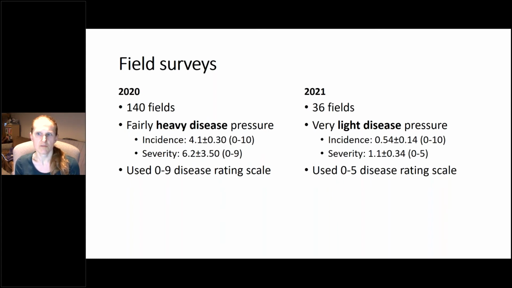So that's relatively high. Then in 2021, when it was extremely hot and dry, there was very little disease. So a severity of only 1.1 on a 0 to 5 scale. So the scale is a little different, but the disease was just very, very little. Not because anthracnose has gone away, unfortunately, but because it was a hot, dry year, which of course comes with its own problems.